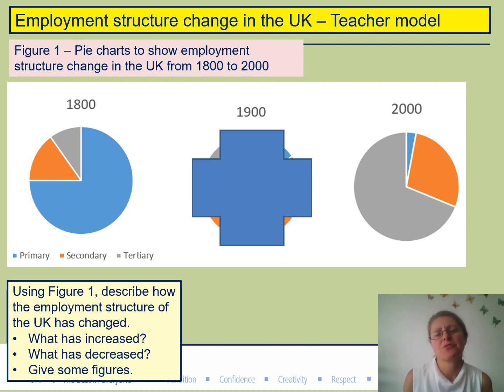So when I am describing change and I'm using pie charts, I want to do the following. I want to look to see if anything has increased over time. Hopefully, you've spotted that something has increased. Which employment structure has gone down over time or decreased? Can you use the figures to back up what you're saying? So hopefully you have spotted some answers. Press pause now to write your answers.